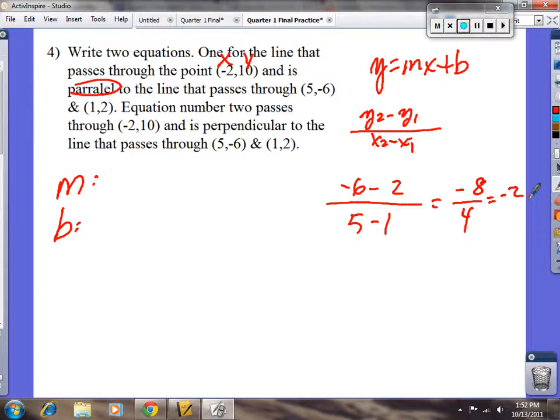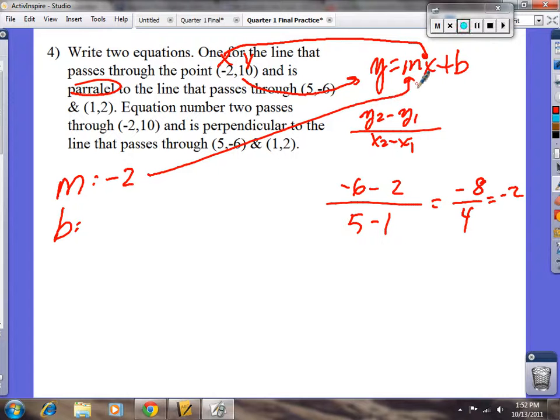So if our line is parallel, what's our slope? Our slope is also negative 2. So now if our slope's negative 2, we're halfway done. We just got to find b. How are we going to find b? Take this x, plug it in for x. Take this y, plug it in for y. Take this m, plug it in for m.